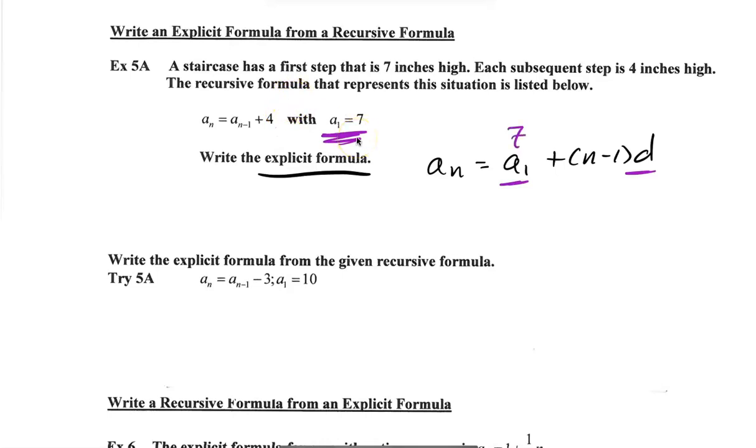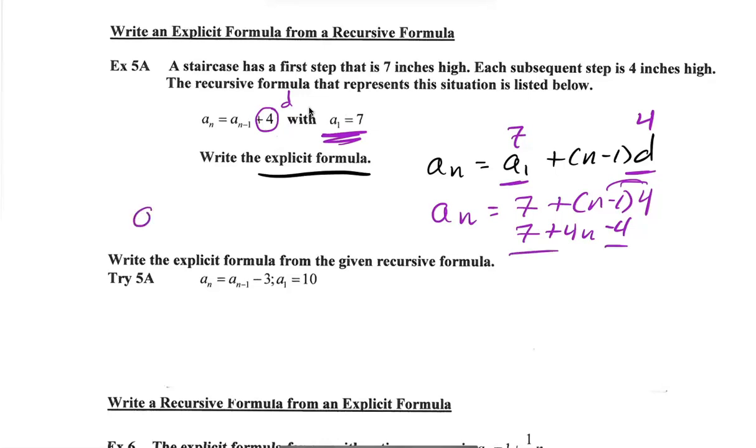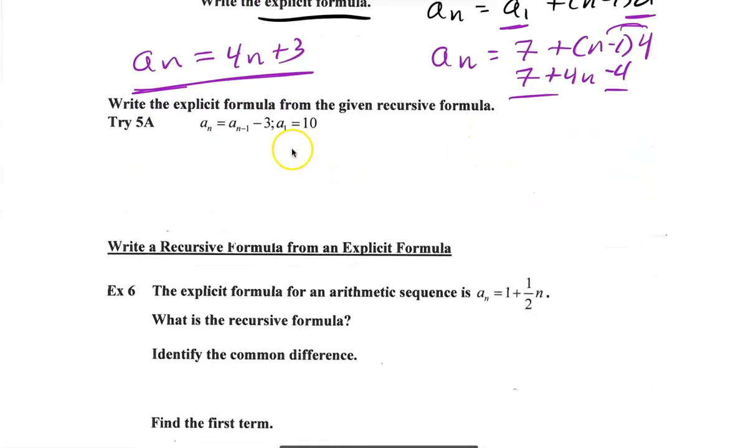And then this is our common difference, right? We're going to add 4 every single time. That's our common difference. So we get that. We rewrite it. 7 plus n minus 1 times 4. I'll simplify this real quickly. Add like terms, and I get an equals 4n plus 3. Right, so that's how you go from a recursive formula to an explicit formula. Find your a1, find your d, plug it in. For the sake of time, I'm going to skip that one.